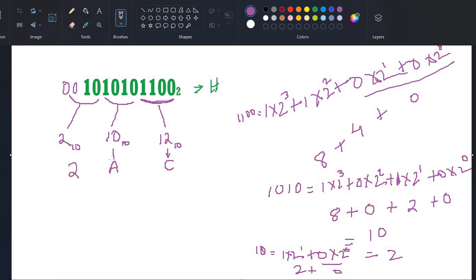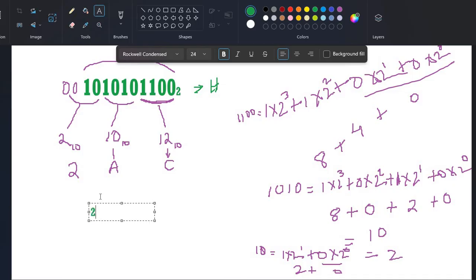Okay, so the equivalent hexadecimal number for this binary number is how much? 2AC to the base 16. Okay, let's make it bigger so that it can be easily seen. Okay, 2AC to the base 16, right? This is the answer.